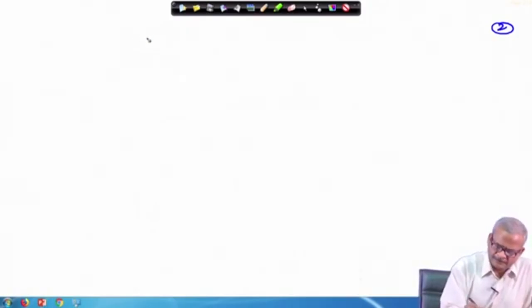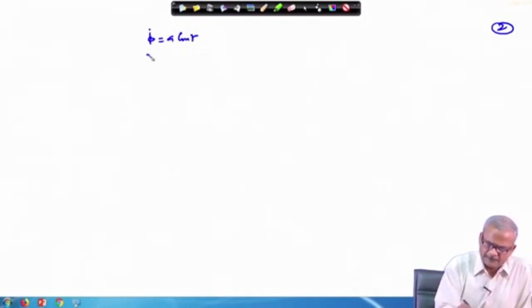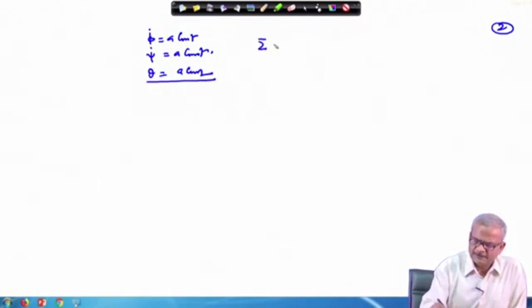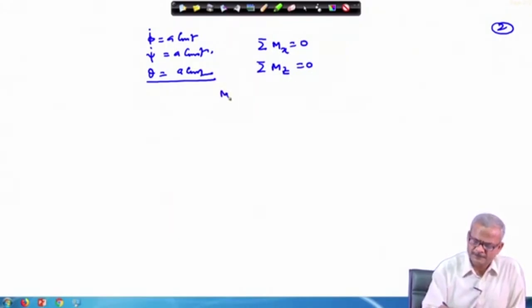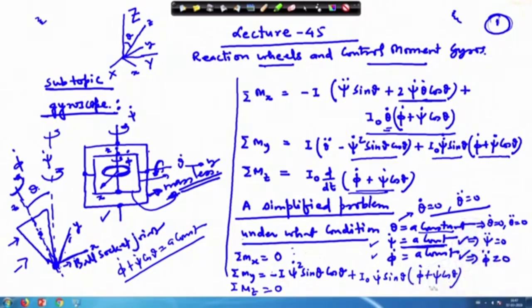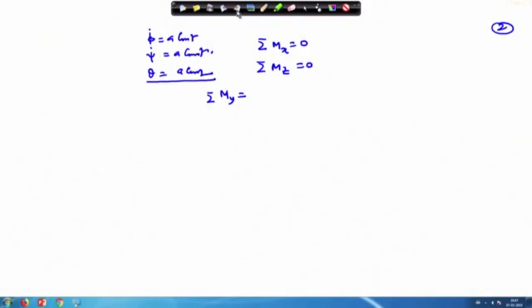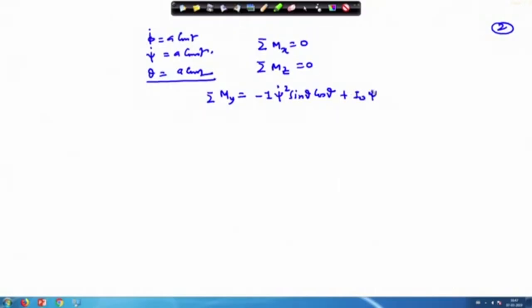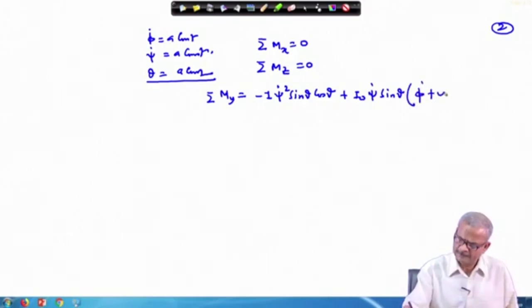So, the condition we were looking for, that phi dot equal to a constant, psi dot equal to a constant and theta equal to a constant, leads to the condition that E m x should be 0 and E m z should also be equal to 0, and what is non 0 is E m y. And that E m y, this is the net torque along the y axis, is minus I times psi dot square sin theta into cos theta plus I 0 psi dot sin theta times phi dot plus psi dot cos theta.